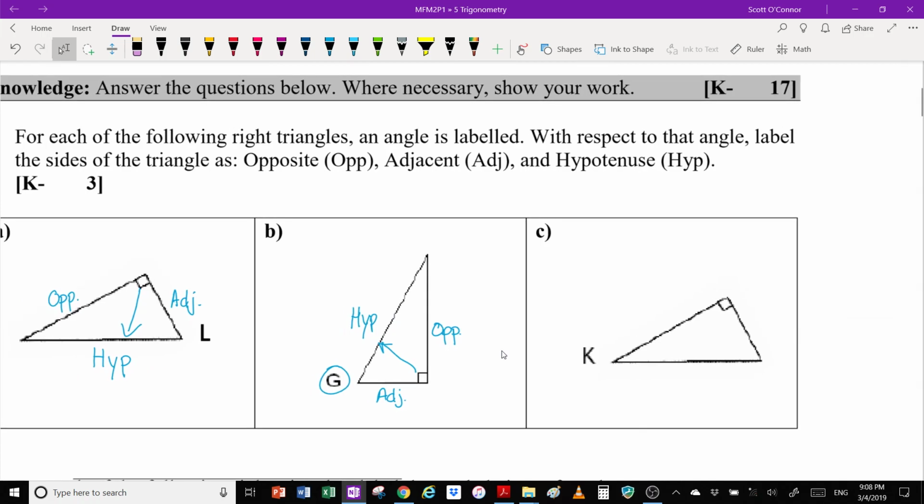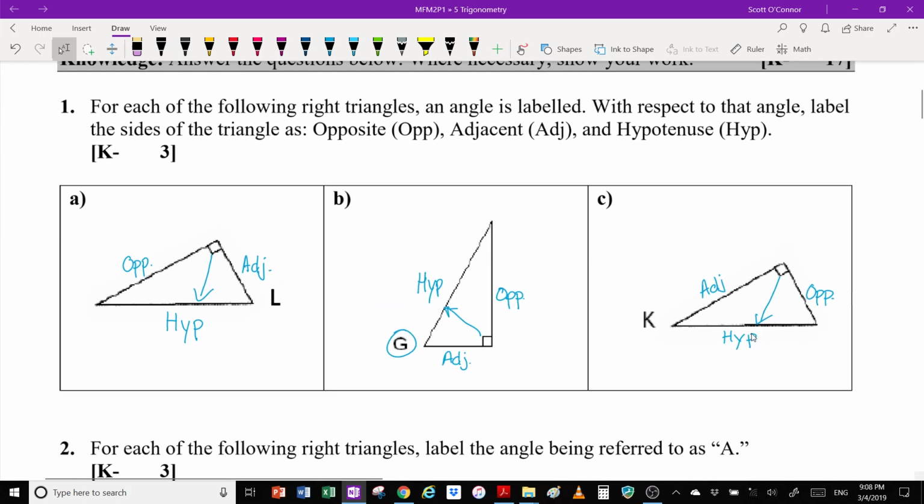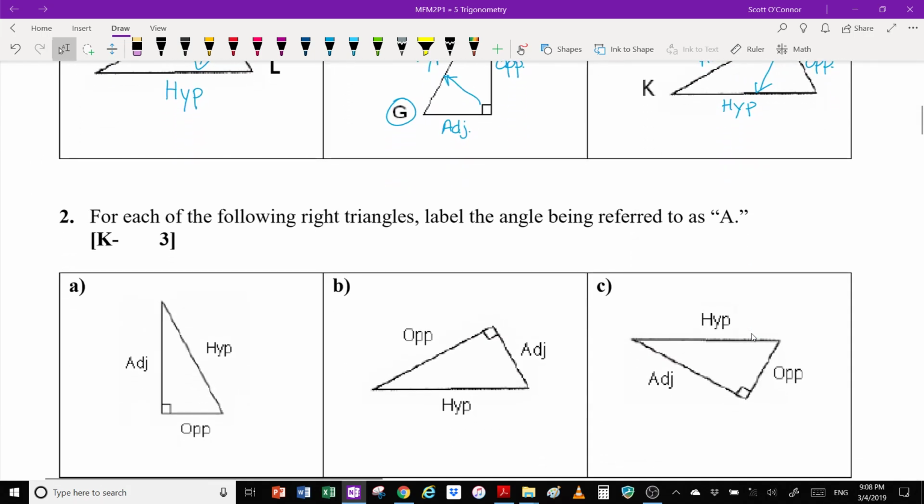Alright, so we can do C now, and again, I'm first going to identify the hypotenuse. That's the side opposite the right angle. I'm going to then identify the adjacent. That's going to be the side that is next to the angle that we are referring to and is not the hypotenuse, and then the opposite side, which is furthest away from the angle being referred to. That handles questions like question number 1. So we can move on to question number 2.